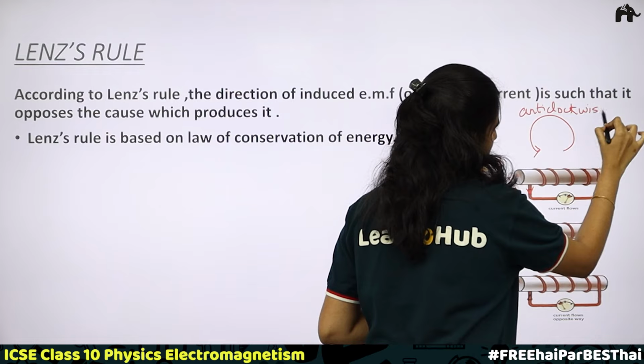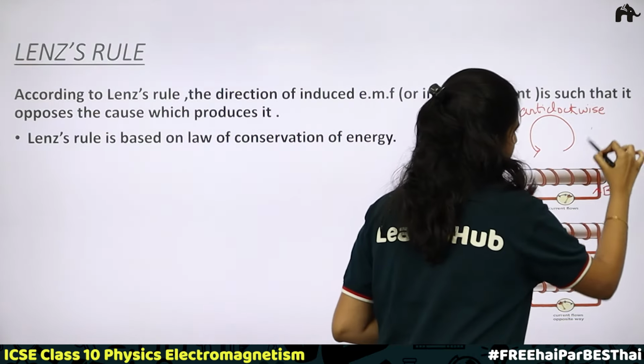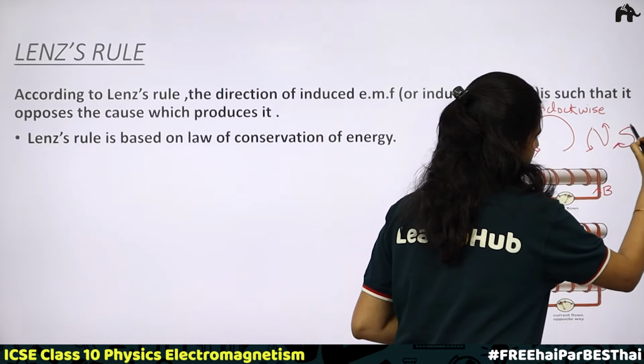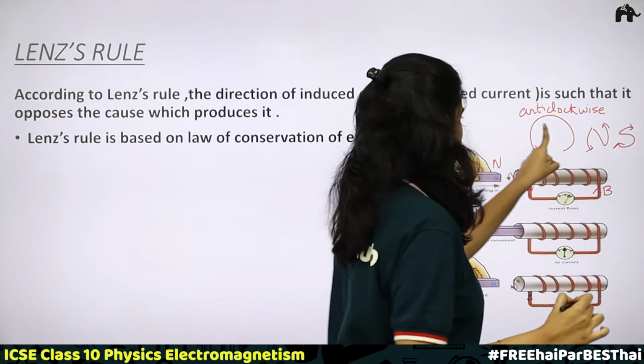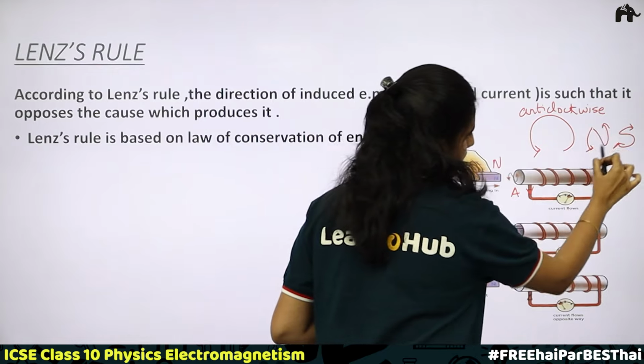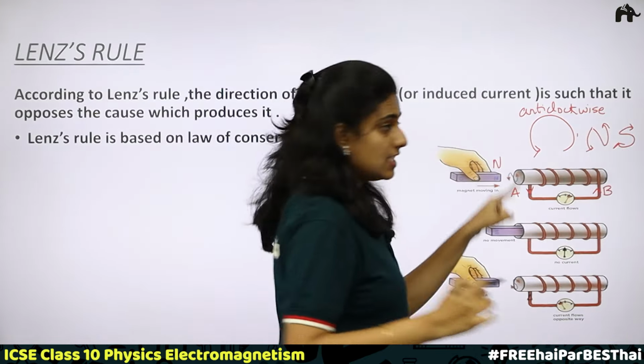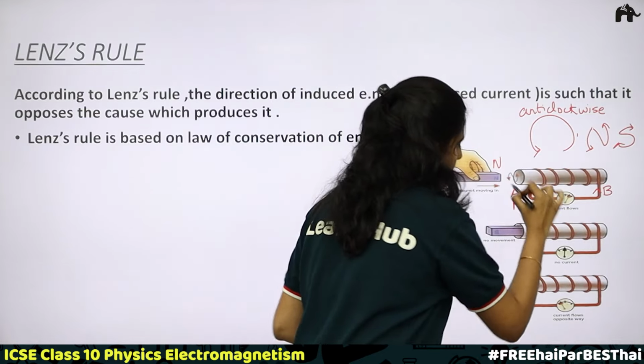Anti-clockwise. North and south we have studied this way. This is north and this is south. Anti-clockwise corresponds to north. So here you can see north is anti-clockwise. Similar to this, here you have north, which means this end A will be acting as the north pole.